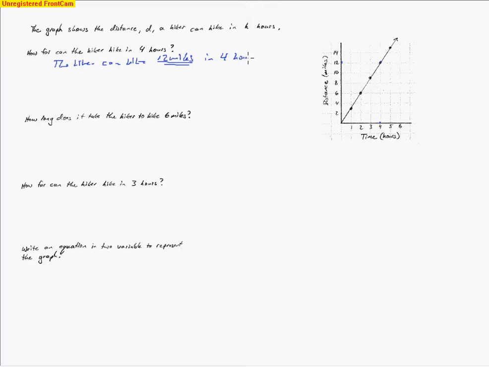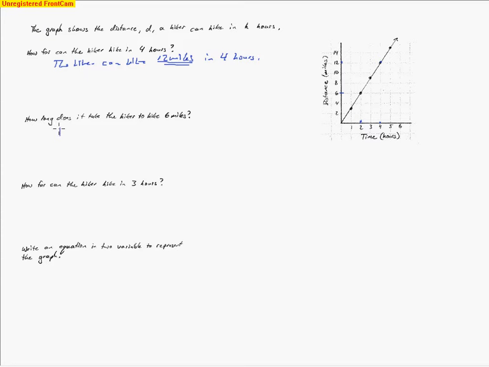But we'd like to write a sentence to be able to explain to the reader what they're asking for here. So how long does it take the hiker to hike 6 miles? Well, 6 miles, miles is on this side, so there's 6 miles. So then we have to carry it over to the line, and then go down, and then right there at 2 hours would be our answer.